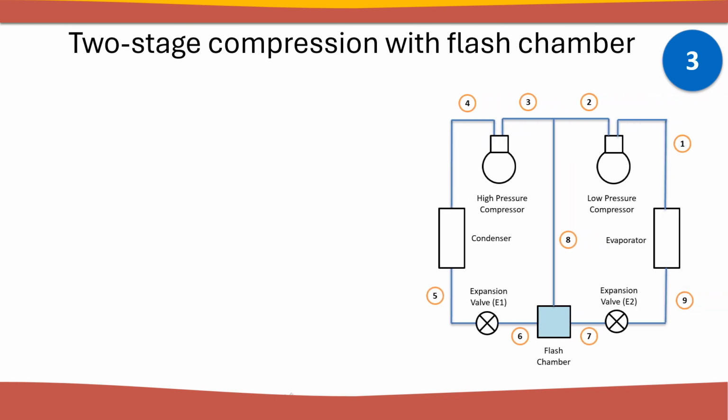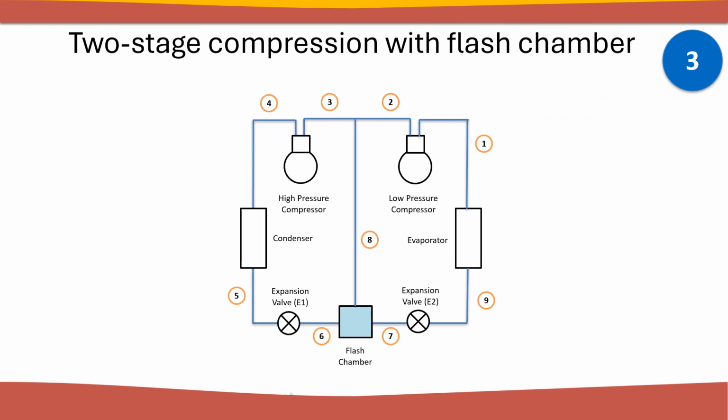Let's now examine the two-stage compression refrigeration system with a flash intercooler. This refrigeration system, like others, features low and high-pressure compressors, a condenser, a two-step expansion process, and an evaporator, as illustrated in the diagram. Additionally, it has a flash chamber. The flash chamber separates the refrigerant vapor formed during the first expansion process, and mixes it with the exit stream of the low-pressure compressor, reducing its temperature closer to the saturated vapor point before feeding it into the high-pressure compressor.